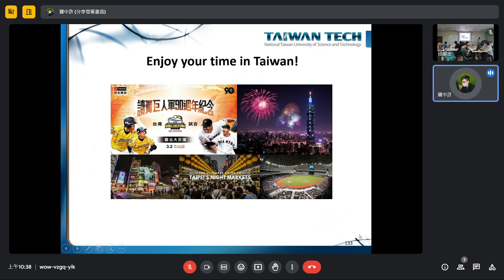Maybe next time you can come at the end of the year, and you can see Taipei 101 blowing up with fireworks. And then if you have time, you can take some time to visit Ximending and the night market.